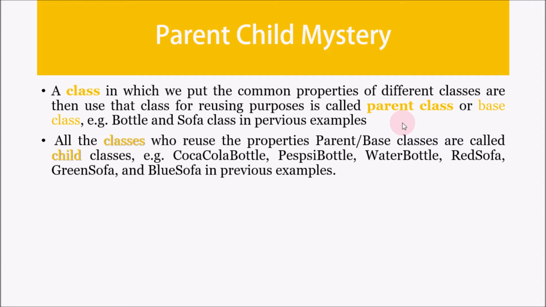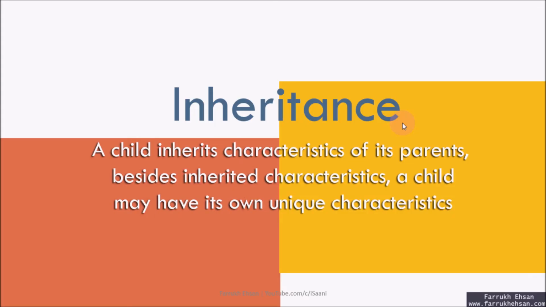But all those classes who reuse the properties of the parent or base classes are called child classes, e.g. in our example that I have explained previously: Coca-Cola bottle, Pepsi bottle, water bottle, red sofa, green sofa, and blue sofa. A child actually inherits all the characteristics of its parent class. What does this mean? It means that in the previous example, if I have created a bottle class, all the properties which I have written into the bottle class will be available to all the child classes like Pepsi bottle class, Coca-Cola bottle class, and water bottle class.